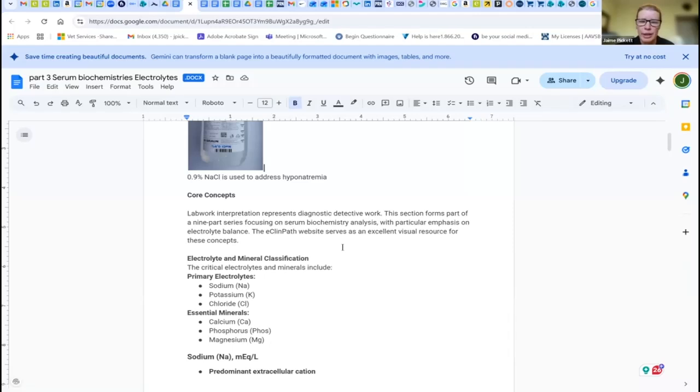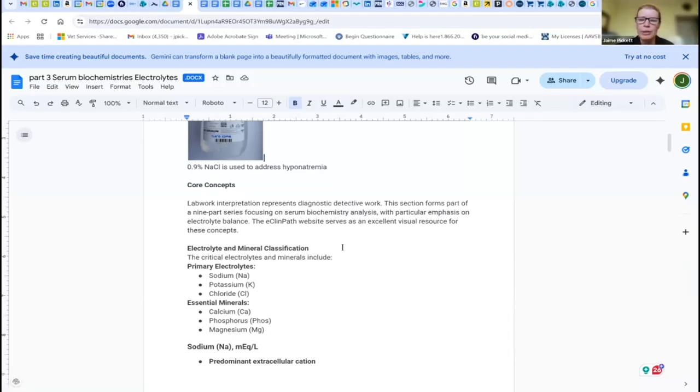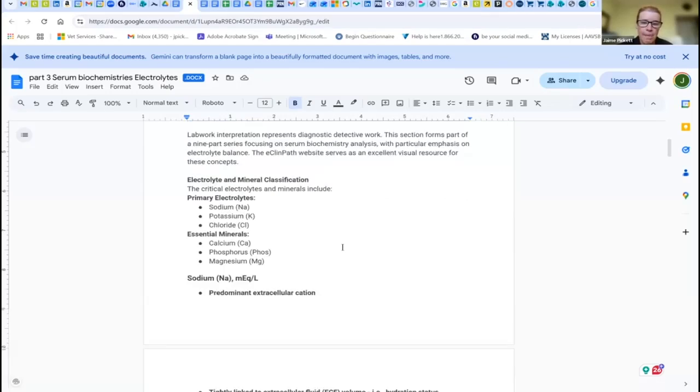So what are we looking at? When we talk about electrolytes in the chemistry panel, the main players are sodium, potassium, and chloride. And then we have the minerals, calcium, phosphorus, and magnesium, which tie into everything from neuromuscular function to kidney disease to hormone balance. So you can see why electrolytes are so important.